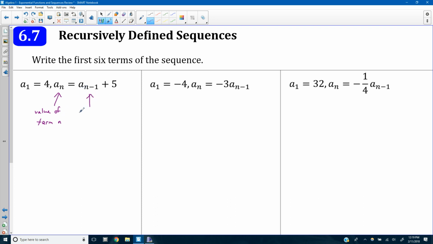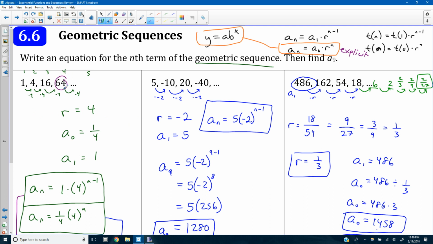A sub n minus 1 is the value of the term before a sub n, or before term n. So it's the one before it. Like here, if this is my a sub n, then this is my a sub n minus 1. Because this is a sub 4, and this is a sub 4 minus 1, a sub 3. Right? Technically, this would be a sub n minus 2, stuff like that. So that's how that's written.